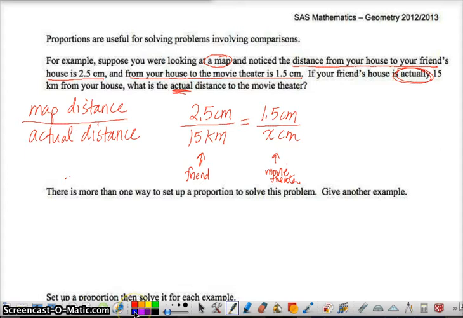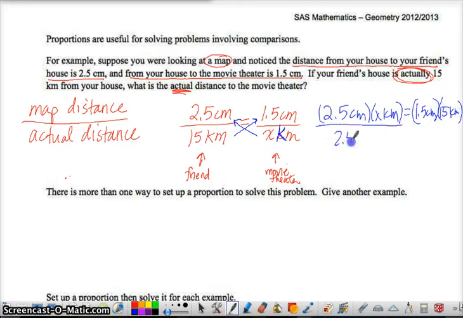So then how do you solve? Well, you're going to cross multiply. Oops, sorry about that, I was thinking what's going on. This should have been kilometers because your movie theater distance is going to be in kilometers. So notice my units here are corresponding to what I have. So I have x times 2.5, which is 2.5x. Sorry, I want to put my units here as well. So 2.5 centimeters times x kilometers equals 1.5 centimeters times 15 kilometers.